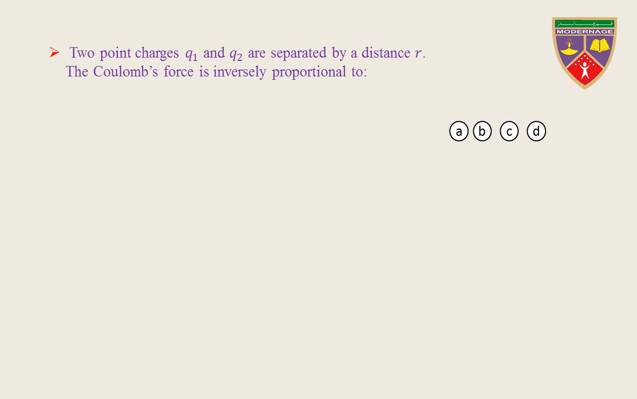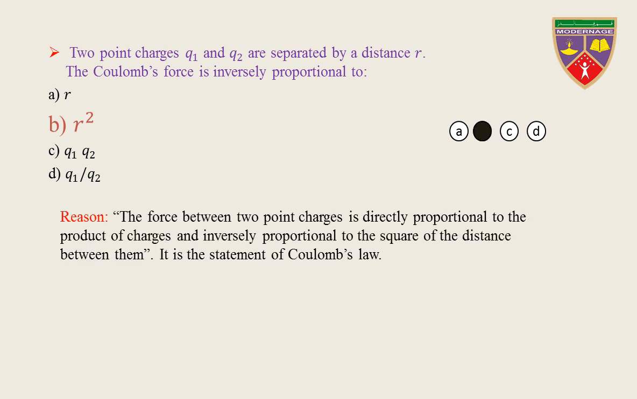Two point charges Q1 and Q2 are separated by a distance r. The Coulomb's force is inversely proportional to: option A, R; option B, R square; option C, Q1 into Q2; option D, Q1 divided by Q2. The key is R square. Therefore, the correct option is B.